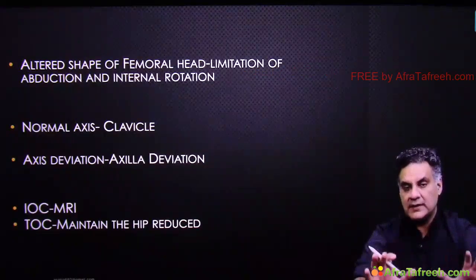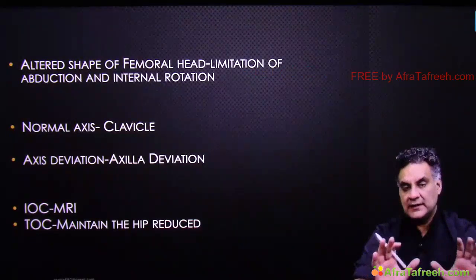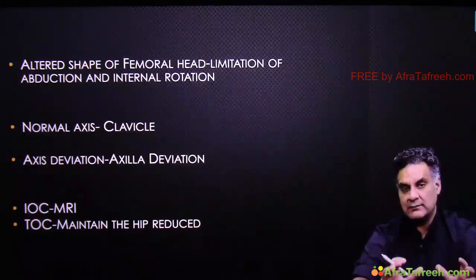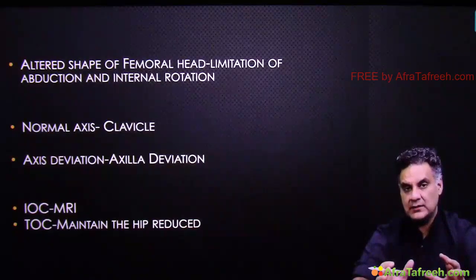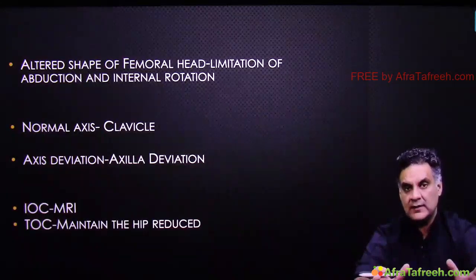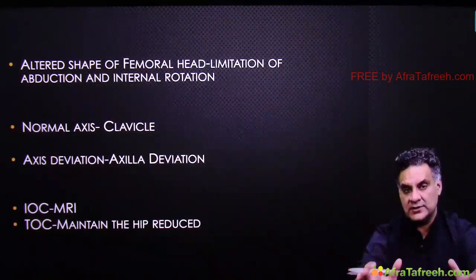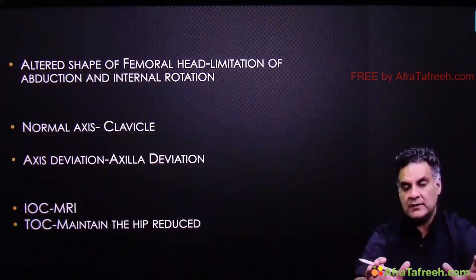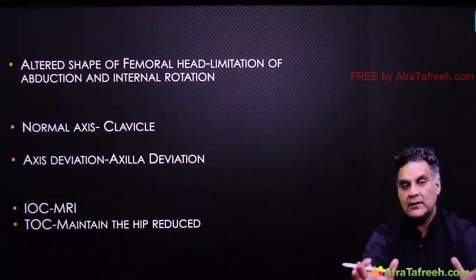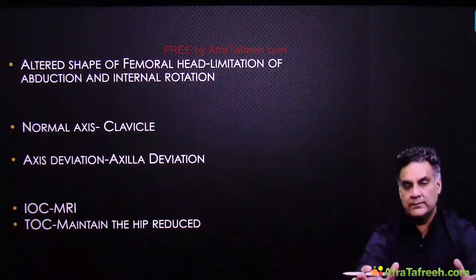The shape of the femoral head and its congruency into the acetabulum means matching shapes allow for two specialized movements at the hip joint: abduction and internal rotation. Same as with the shoulder. Ball and socket joints, if they are normal, these two movements are normal.